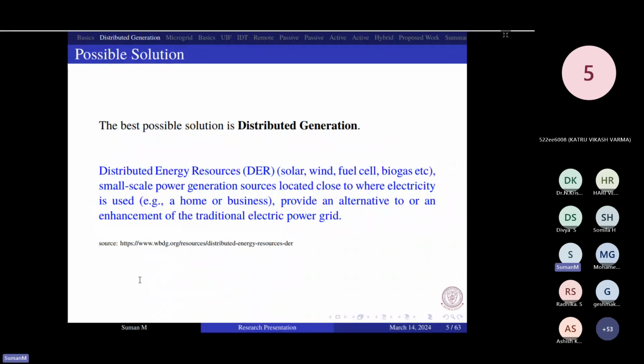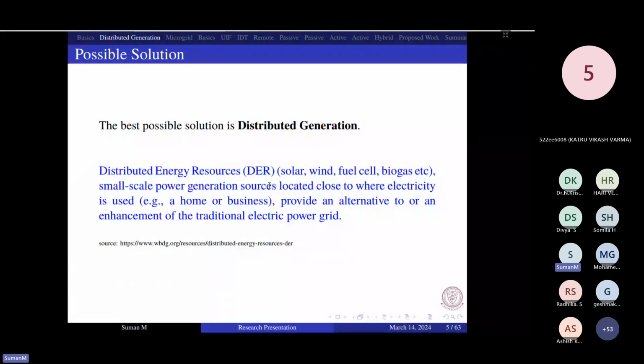So because of this, this is called distributed generation. Distributed generation means the overall capacity is distributed as smaller units, ranging from a very few kilowatts to some 40 to 50 megawatts. The energy resources used to generate power may be based on solar, wind, fuel cell, or biogas. These are very small-scale generating sources, as I have already told.